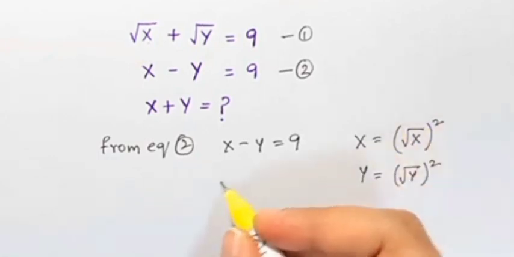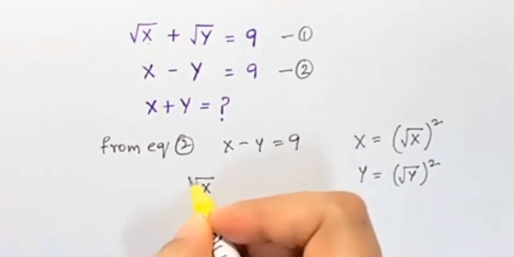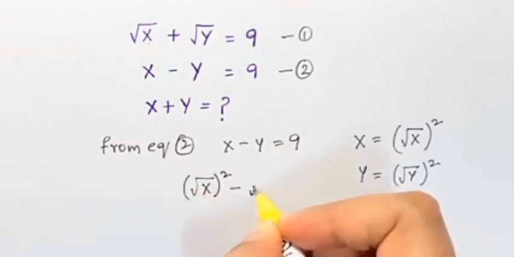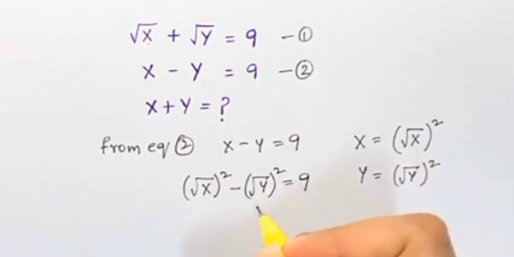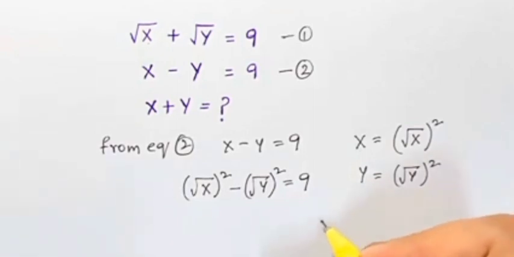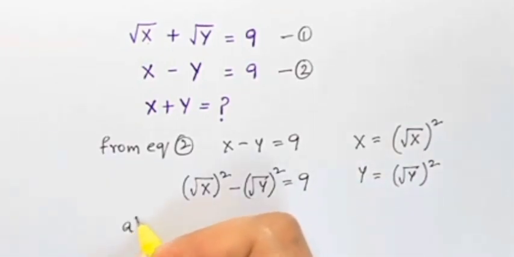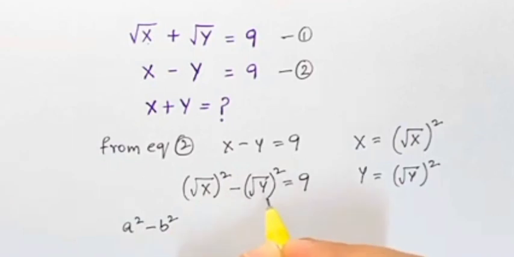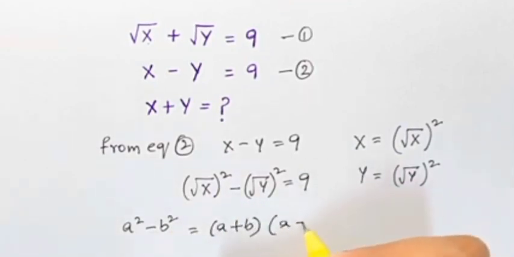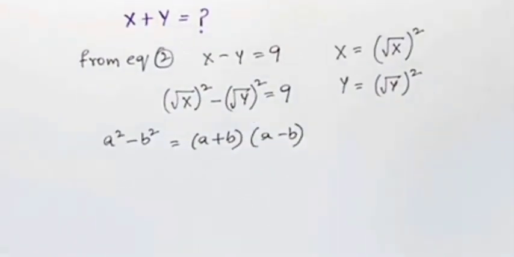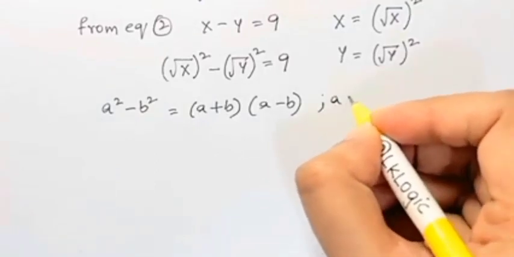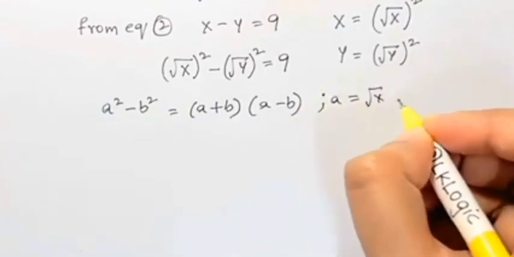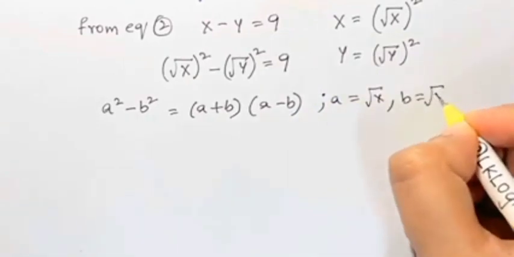Now let me put it back in this equation. I have square root of x the whole square minus square root of y the whole square is equal to 9. Now if you see, this is in the form of an identity. Which identity? That is a square minus b square. This is your a, this is your b, and that's equal to a plus b times a minus b. Now let's just substitute the values here, where a is equal to square root of x and b is equal to square root of y.